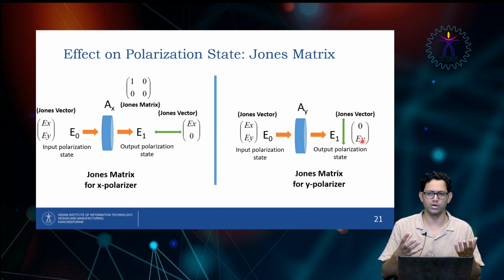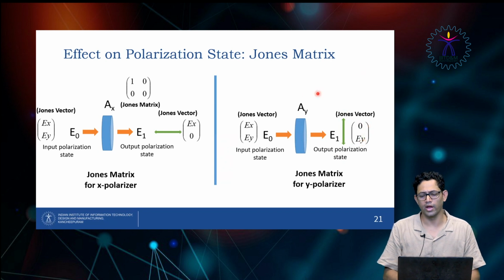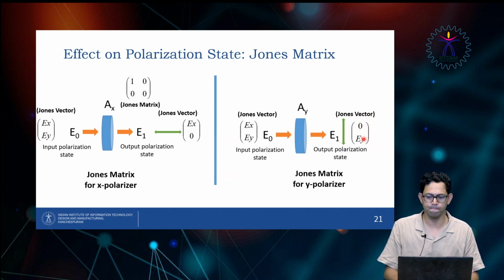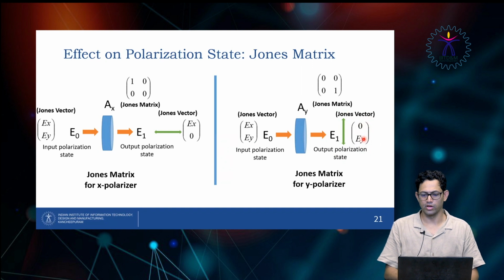Now, can you think about it? You can just pause this video and think about what the matrix has to be. Can you do a reverse thought process, and figure out what the matrix over here has to be so that you will get 0 and Ey? Okay, so it has to be 0 0 0 1.